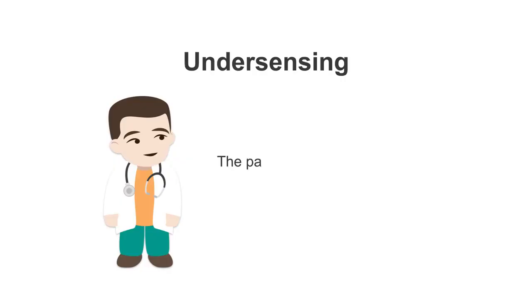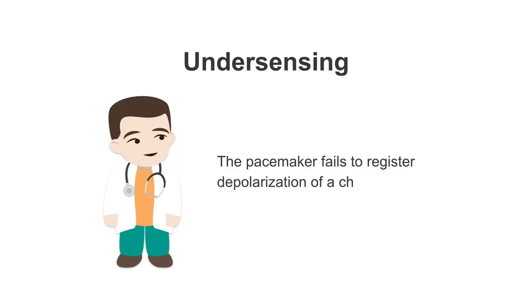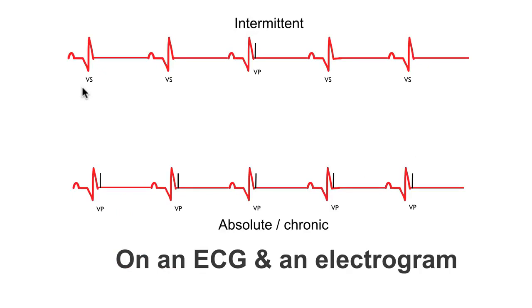Undersensing is where the pacemaker fails to register depolarization of a chamber. Let us have a look at how this may appear on an ECG. In this example, the pacemaker is sensing the atrial depolarization, it starts its AV delay, and then the intrinsic natural depolarization of the ventricles occurs. The pacemaker sees this and registers it as a V-sensed event.